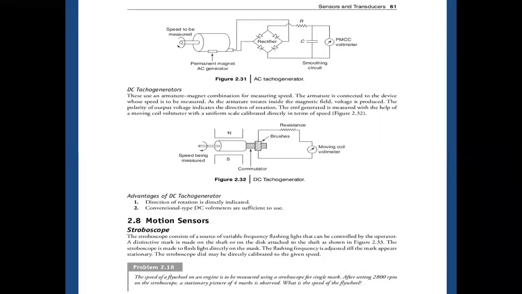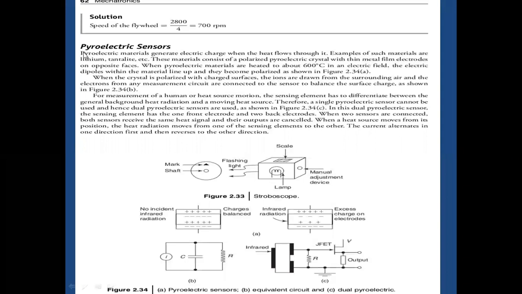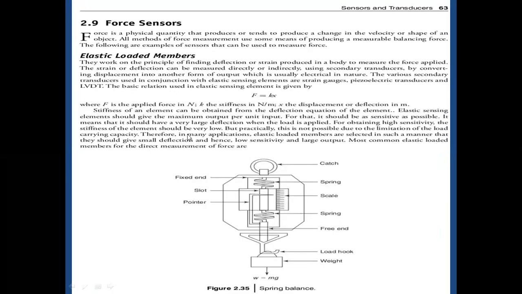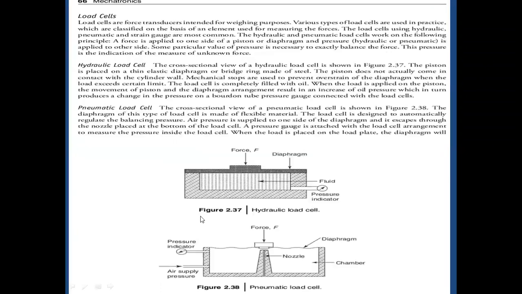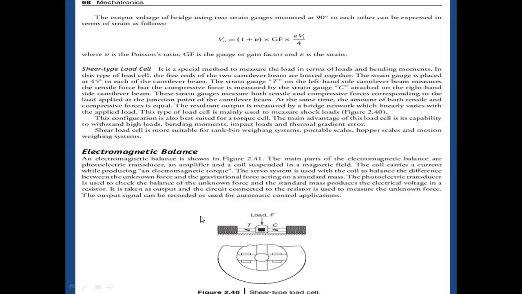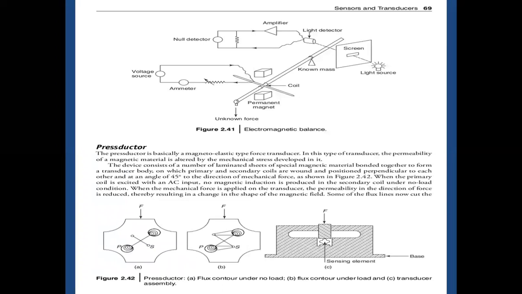In the previous session, we discussed the motion sensors, which are classified into two types: stroboscope as well as pyroelectric sensors. And the next one, under the category of force sensors, we have spring machines. Under the spring machine, we have three parameters we need to consider. The first one is the coil springs, the next one is the proving rings, and the third one is load cells. These are some kinds of force sensors.